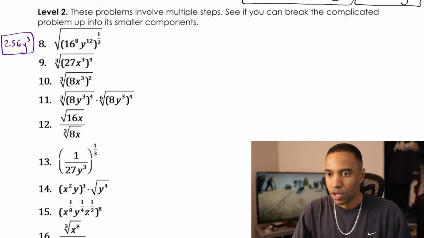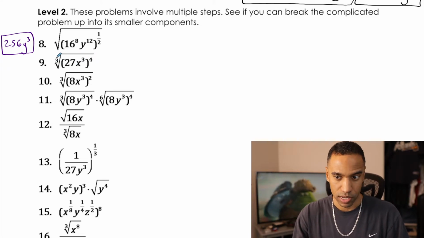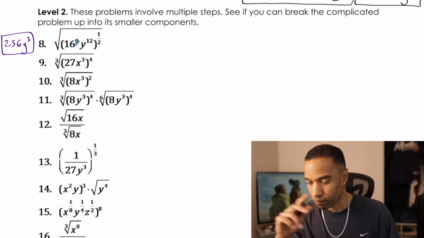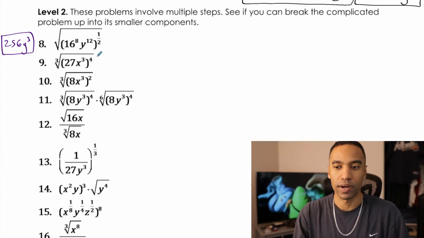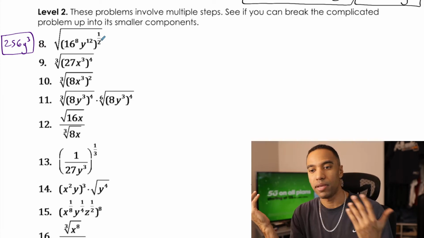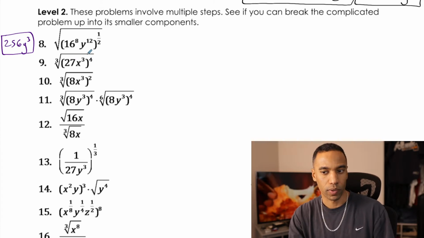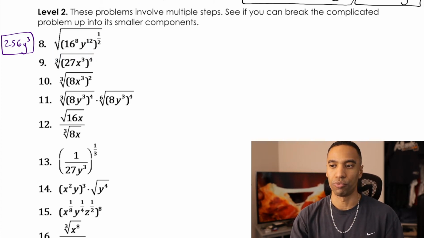All right, number 9. So you have 27x cubed all to the 4th power, and we're taking the cube root of that. Now, I don't plan on taking 27 to the 4th power first. I plan on taking the cube root of 27 first. So maybe it's in our best interest to not deal with this 4 now with both the 27 and the x cubed. Maybe we deal with the cube root first.